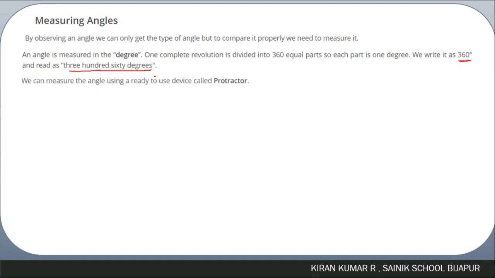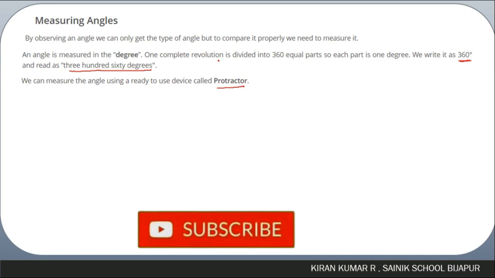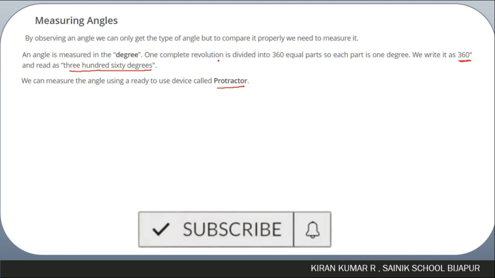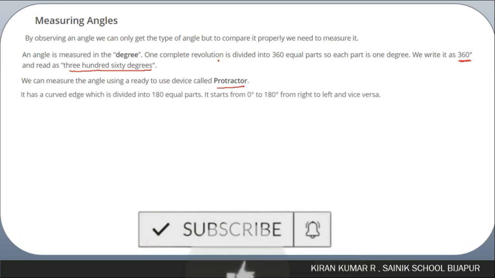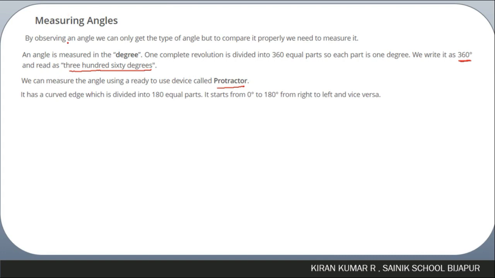We can measure the angle by using a device called a protractor. In your compass box, you must have observed this particular instrument. It has a curved edge which is divided into 180 equal parts. We start from 0 degrees to 180 degrees, from right to left, and vice versa. It all depends on how you are measuring the angle.